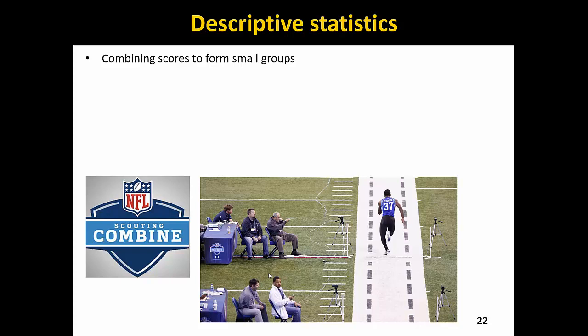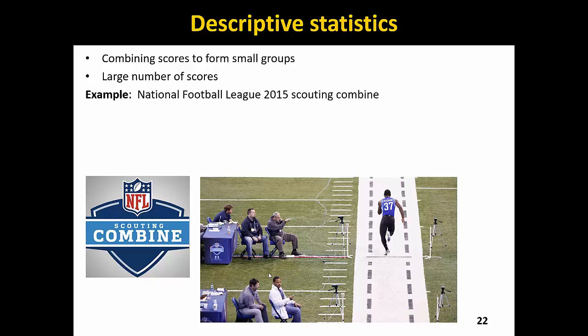When we talk about descriptive statistics, once again, we're combining scores to form small groups. When we deal with a large number of scores, the distribution may tend to be skewed, or it can also fit a normal distribution. In this case, I'm going to use the example of the National Football League Scouting Combine.